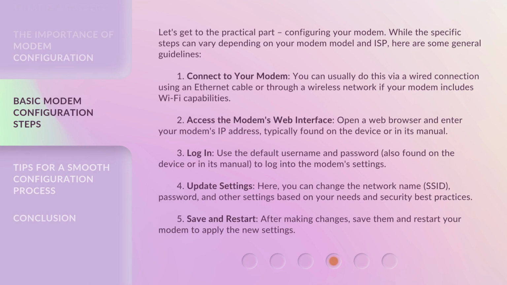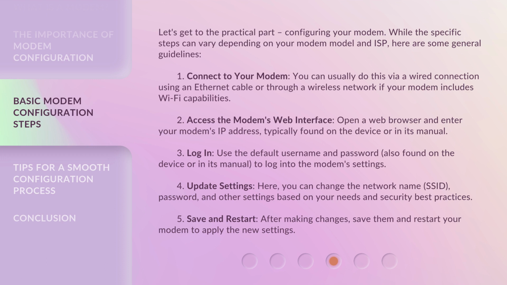Let's get to the practical part: configuring your modem. While the specific steps can vary depending on your modem model and ISP, here are some general guidelines. 1. Connect to your modem. You can usually do this via a wired connection using an Ethernet cable or through a wireless network if your modem includes Wi-Fi capabilities.